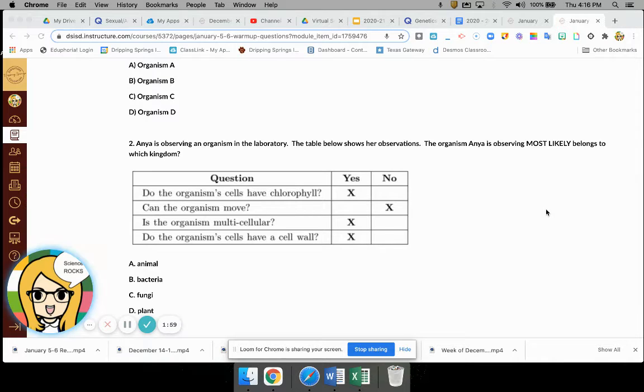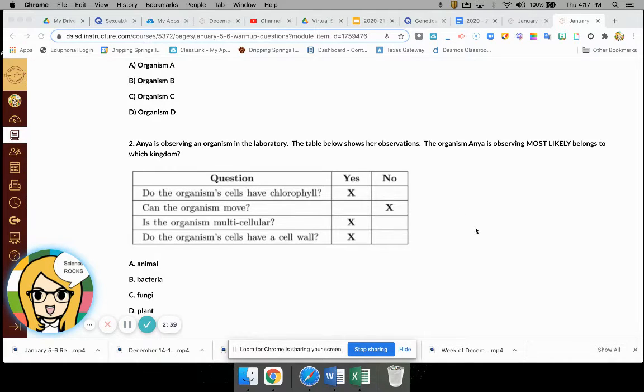The kingdoms under eukarya are fungi, plant, animal, and protist. Under archaea, there's only one kingdom, and it's archaebacteria. And then under bacteria, there's only one kingdom, and it's bacteria. The difference between archaebacteria and bacteria is archaebacteria live in extreme environments and are really pretty recently discovered. But anyway, we're looking at chlorophyll, multicellular, cell wall. So this is going to be a eukaryotic organism. So it's going to either be a plant, animal, fungi, or protist.